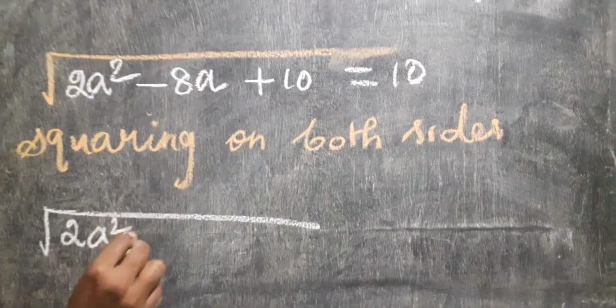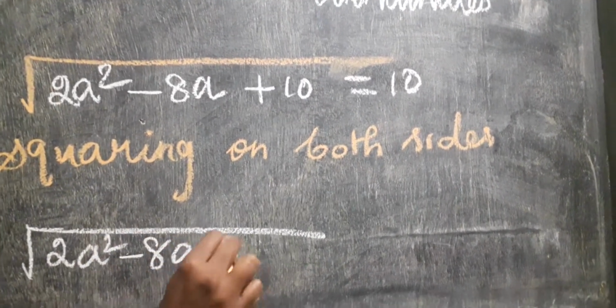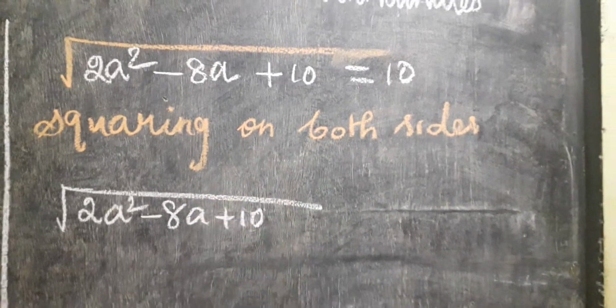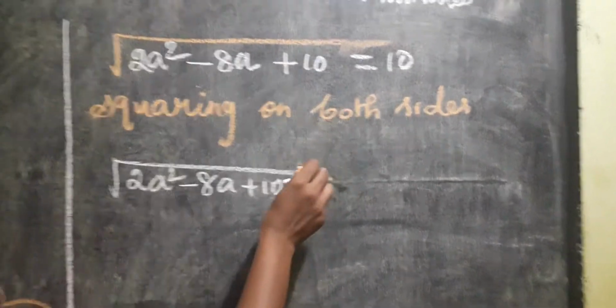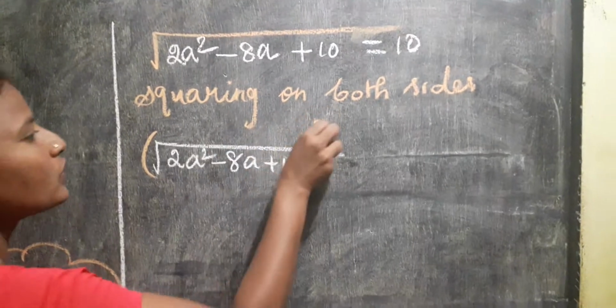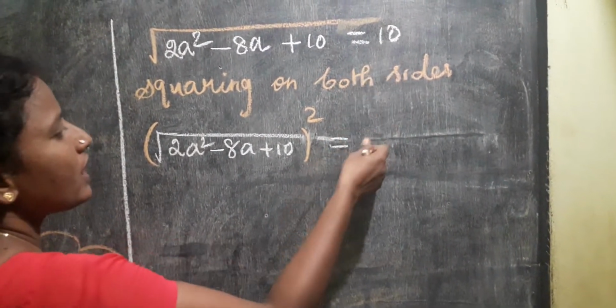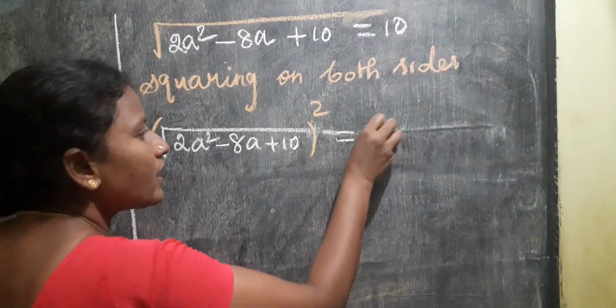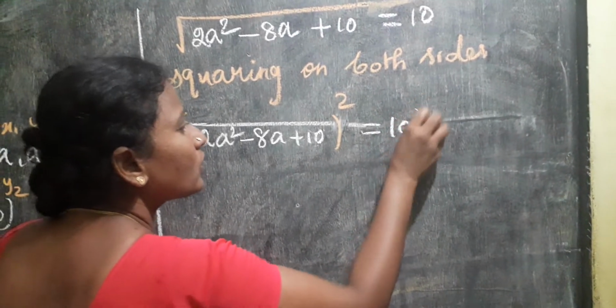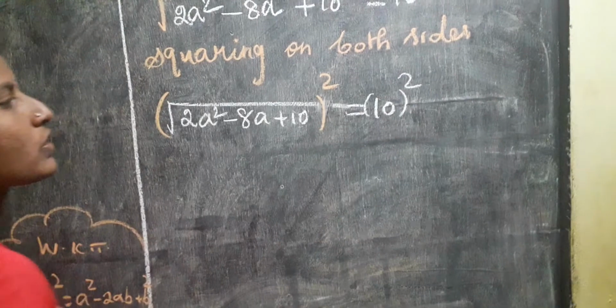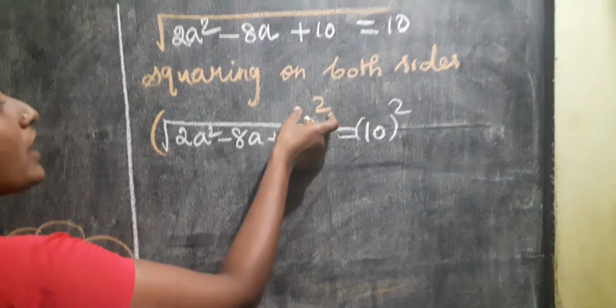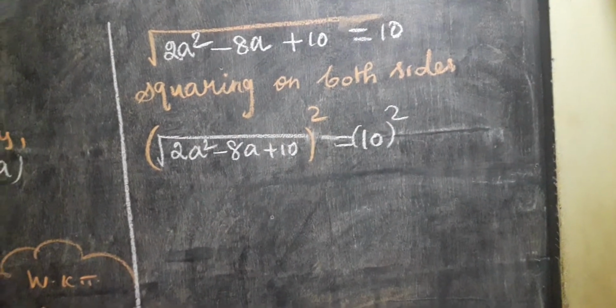2a² − 8a + 10. Squaring on both sides means put the bracket and power 2. That is, squaring on both sides, equal to 10, so you have to write 10 power 2. Squaring on both sides means you have to take the square value on both sides.